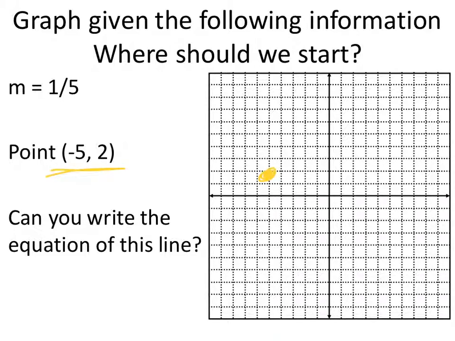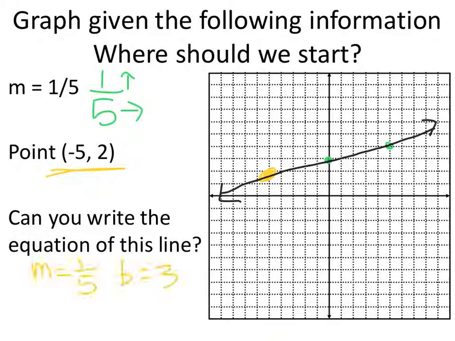Did you start at the same spot that I did? Negative 5, 2. Did you move the same way that I did? Up 1 over 5, up 1 over 5. Did you realize that the y-intercept is at 3? So then our equation, y is equal to 1/5 x plus 3. Hopefully everyone was able to get there.